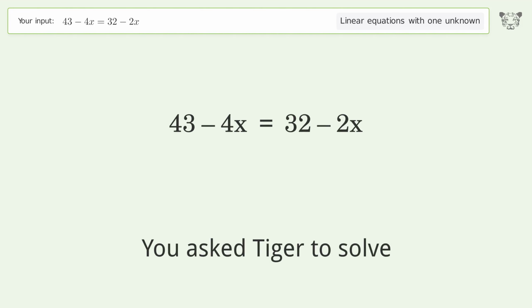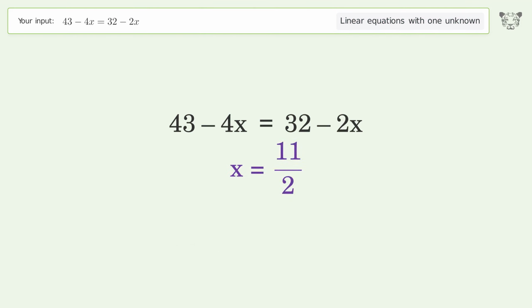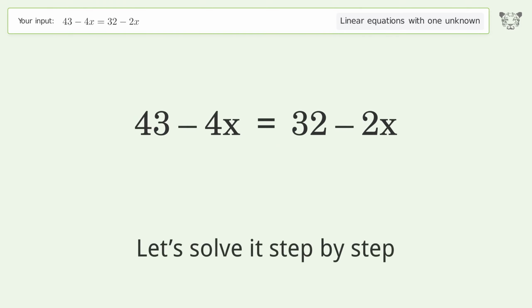You ask Tiger to solve. This deals with linear equations with one unknown. The final result is x equals 11 over 2. Let's solve it step by step.